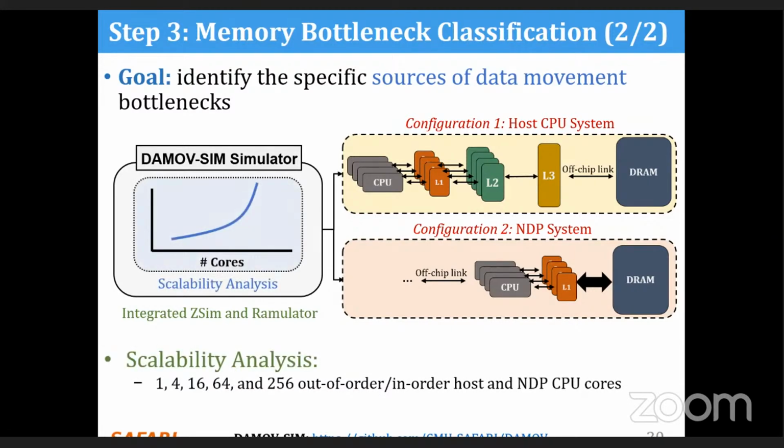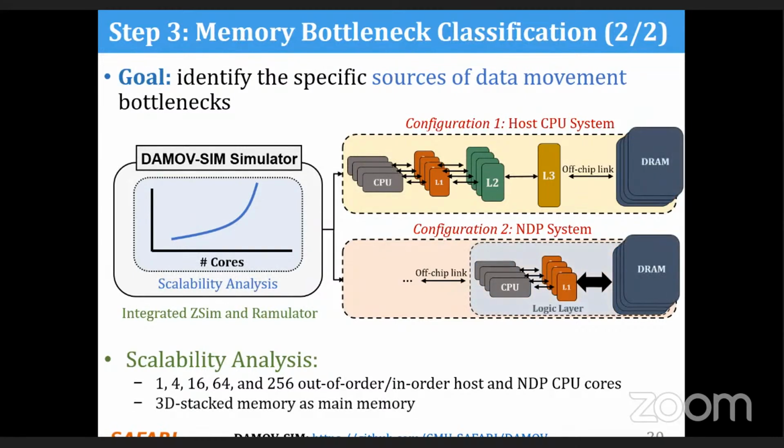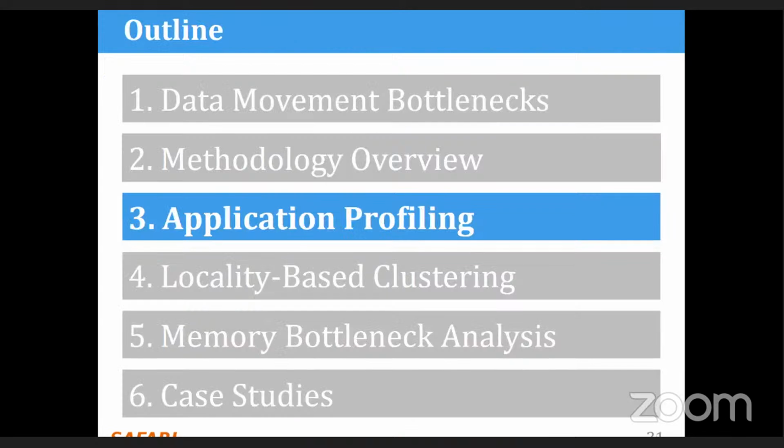So that's what we did in our scalability analysis. We changed the number of cores on both configurations from 1 to 256. It's not easy to have a 256 core out-of-order processor near DRAM. That's what I wanted to say. Okay, and we use 3D stacked memory as main memory in our analysis.